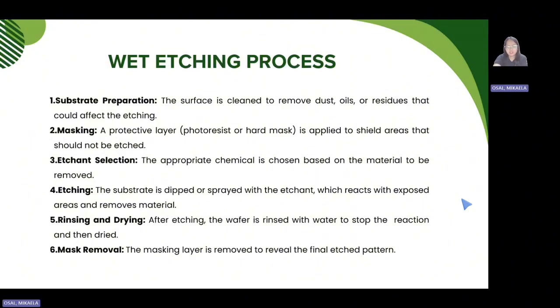Then comes etchant selection. The appropriate chemical is chosen based on the materials to be removed. The etching step follows, where the wafer is exposed to the etchant, which reacts with the unmasked areas and removes the material. After that, rinsing and drying stop the reaction and clean off any leftover chemicals. Finally, we remove the masking layer to reveal the precisely etched pattern underneath.